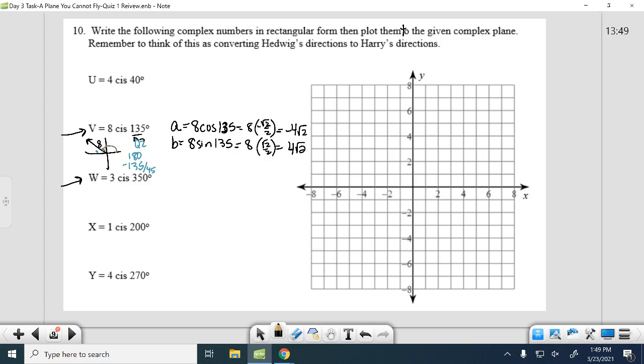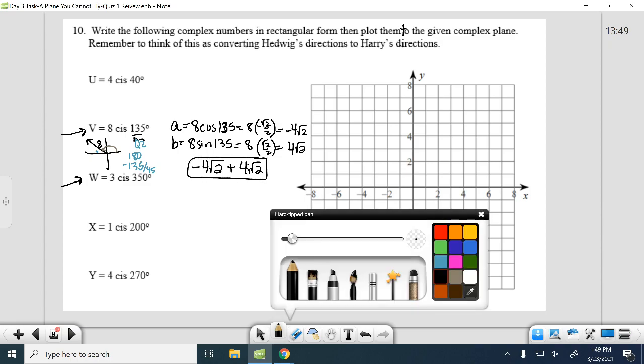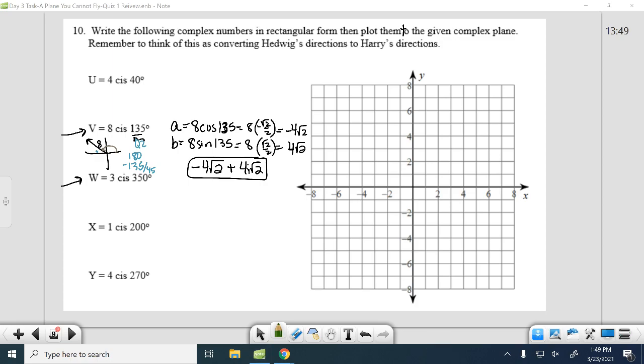All right, so for V in quadrant 2, complex form, standard form, rectangular form is -4 square root 2 plus 4i square root 2. Now, it really doesn't matter where you put the i, whether it's in the front of the 4, the back of the square root. I usually kind of try to tuck it in between. Means the same thing.